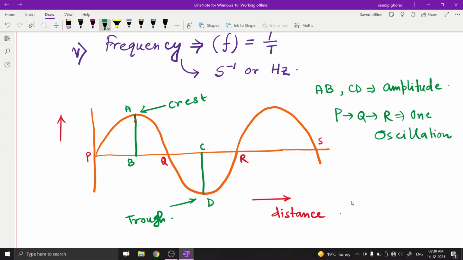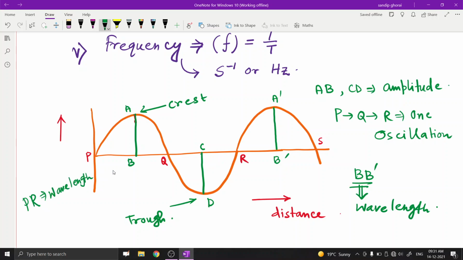And what is wavelength? Wavelength is the distance between two crests or two troughs. Suppose AB is the first crest, and the next one is A dash B dash. The distance BB dash, between two crest points, is the wavelength. Or we can say P to R, because P to R is one oscillation, the distance covered by one oscillation, is also called wavelength. So PR is the wavelength. These are the terms related to a sound wave.